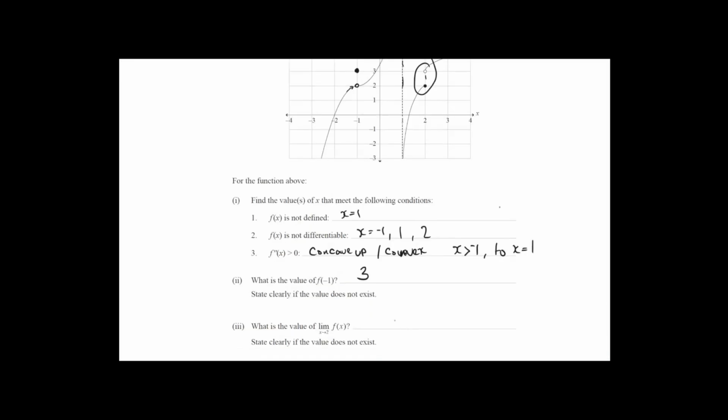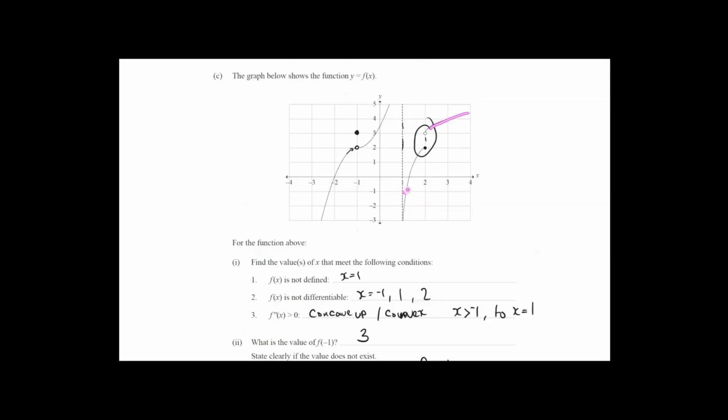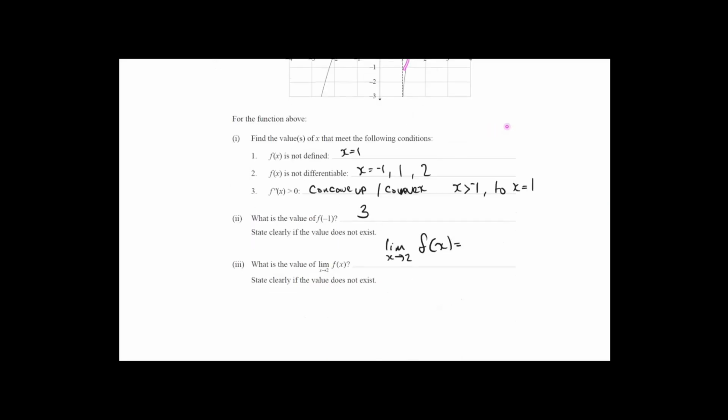So what is the limit where x goes to 2 of this function? We have to say it does not exist. So our answer is does not exist, and then you put an exclamation mark because it is kind of a crazy question.